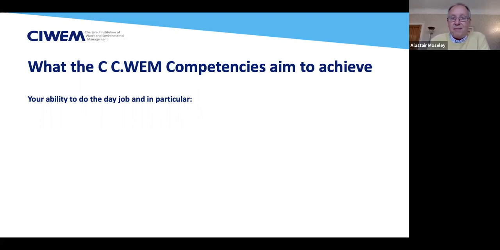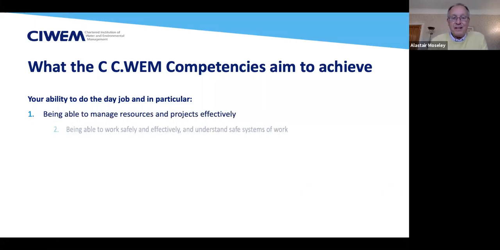So what does a C competence mean? Well, like the B competencies, I think they're very much about doing the day job, okay? And what they're measuring is being able to manage resources and projects effectively, being able to work safely and effectively and understand safe systems of work. This is an important one, understand safe systems of work.